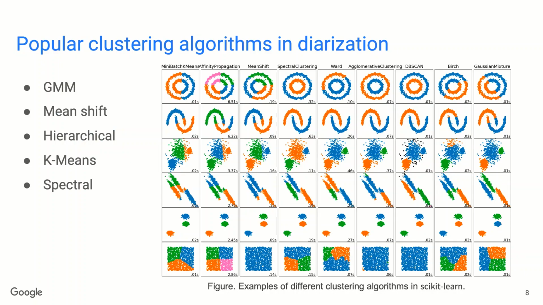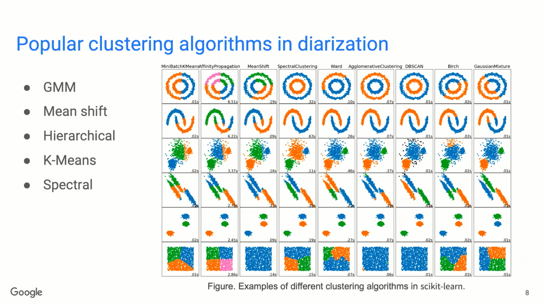Here is a list of clustering algorithms that have been used for speaker diarization. Gaussian mixture models, mean shift, hierarchical clustering. These are pretty old school algorithms. K-means, this is probably the most popular algorithm for speaker diarization. Although it's very simple, it actually works pretty well on many tasks. Then spectral clustering. This is the algorithm that gives the best speaker diarization performance on many of our benchmarks. It makes use of the global structure of the embedding space, which is the biggest difference to other algorithms.